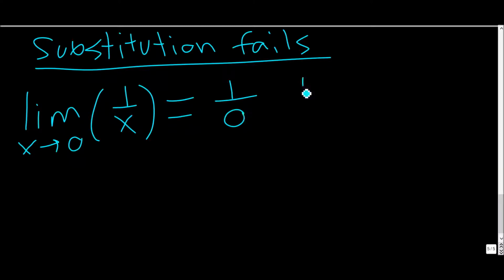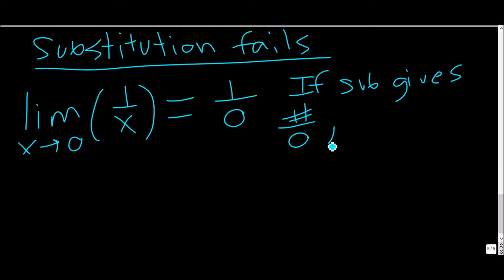if substitution gives a number divided by 0, the limit does not exist. Okay? That's just not going to happen. There's not a value. We don't know that number. So this is not a value that we can take. If it's a number over 0, very specifically, any number divided by 0, other than if 0 is on top.